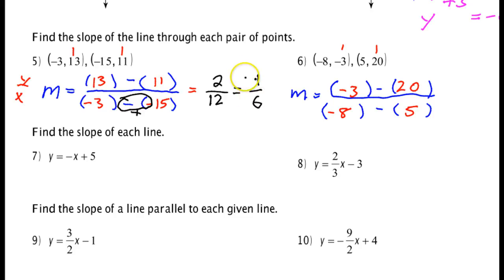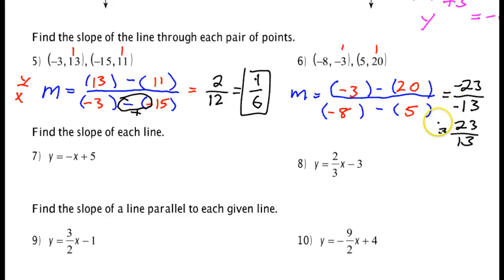Do you have to reduce it? Yes, absolutely. Negative 3 and negative 20. It's negative 23 over negative 13, which equals positive 23 over 13. Two negatives, positive.